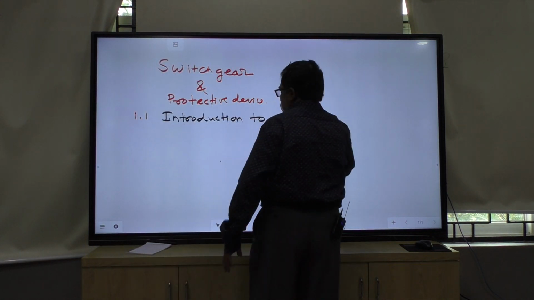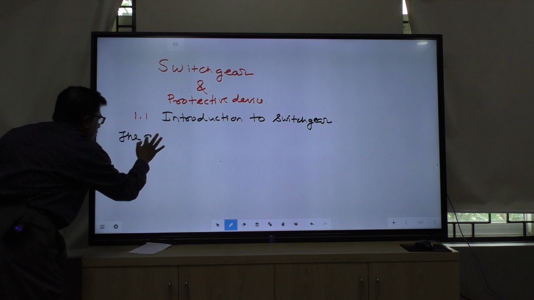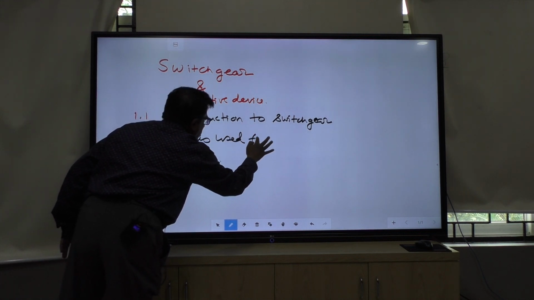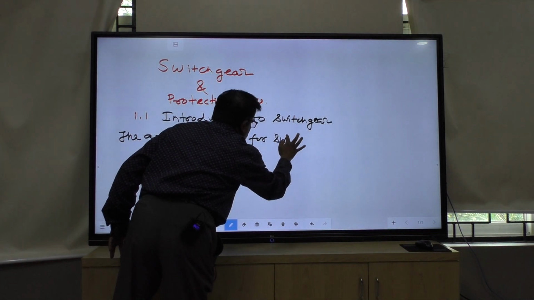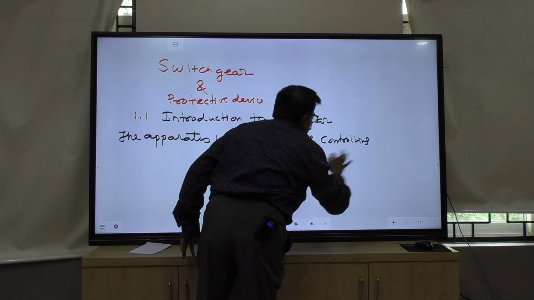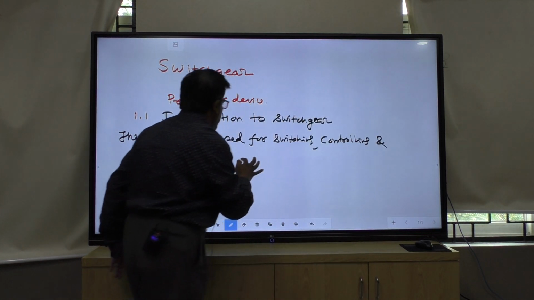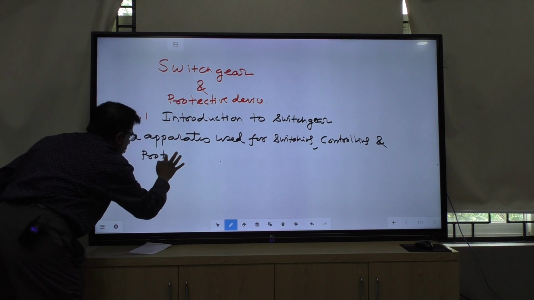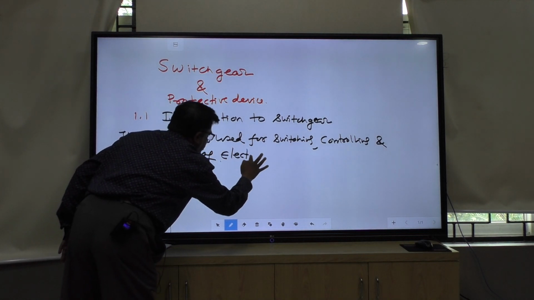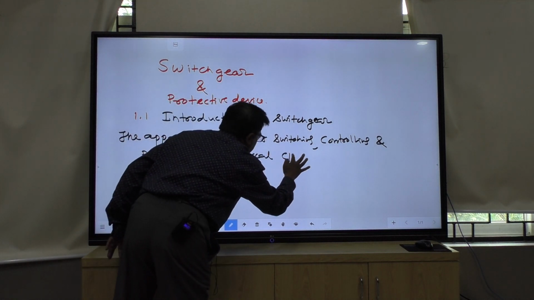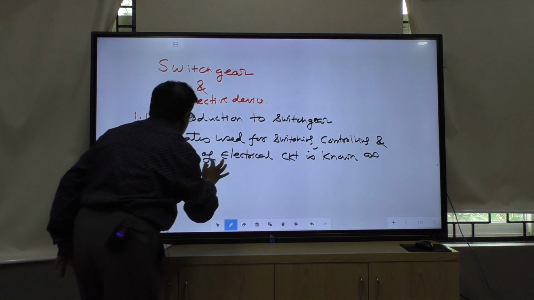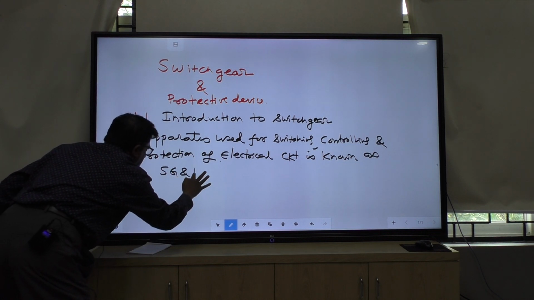Write down. So you write down: the apparatus used for switching, controlling and protection of electrical circuit is known as switchgear and protective device.